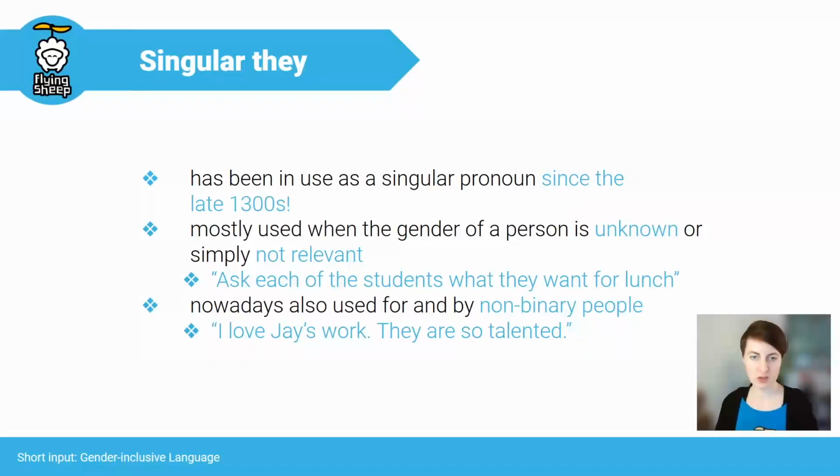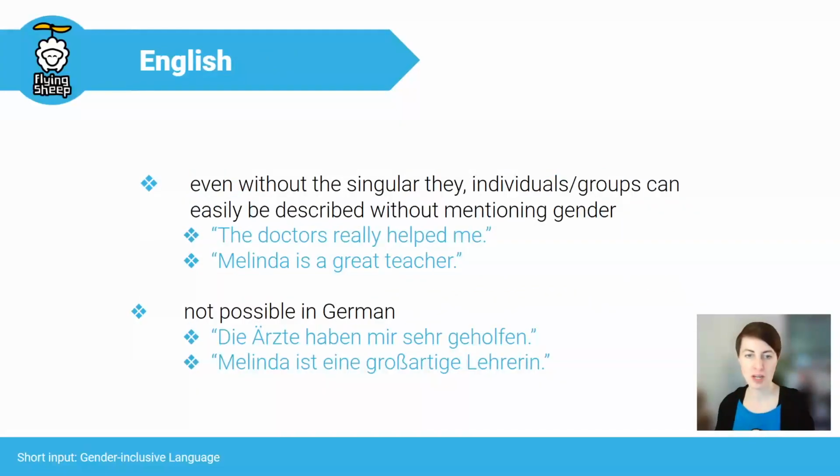But even without this option, even without the gender-neutral they, individuals as well as groups of people can easily be described in English without referring to gender. So another example, the doctors really helped me, or Melinda is a great teacher. If you pick the same examples and translate them into German, it's not possible to make these sentences gender neutral because there's no equivalent to the singular they, and nouns are always gendered too in German.